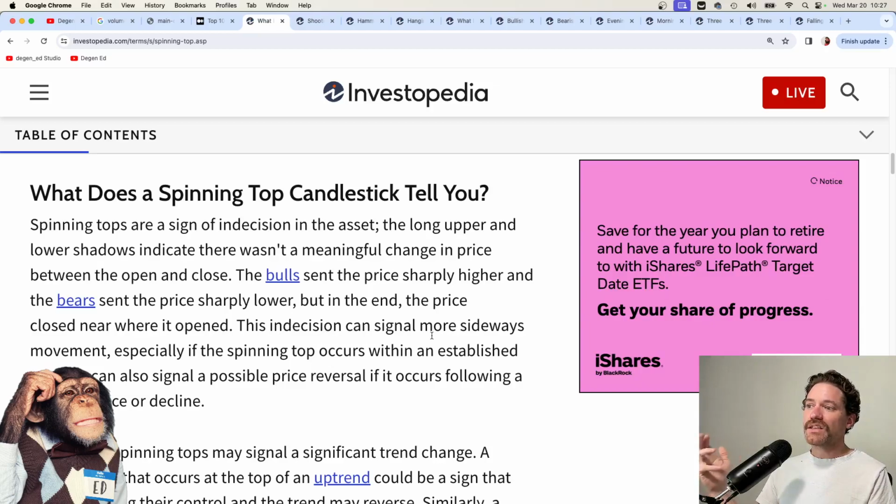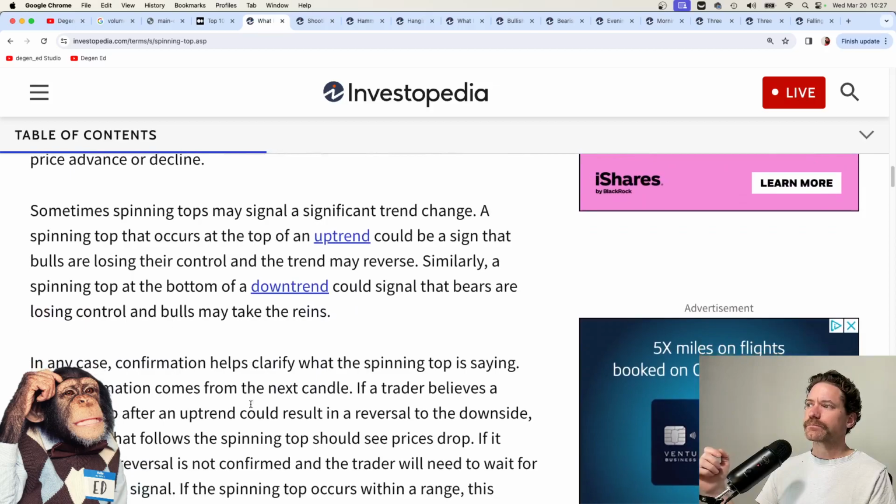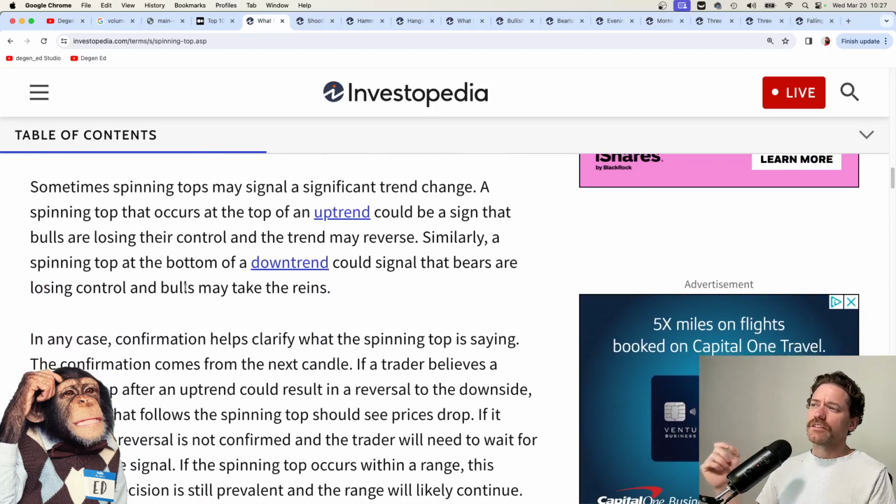And so this indecision can signal more sideways movement, especially if the spinning top occurs within an established range. It can also signal a possible price reversal if it occurs following a price advance or decline. And so sometimes spinning tops may signal a significant trend change. A spinning top that occurs at the top of an uptrend could be a sign that bulls are losing their control and that the trend may reverse.